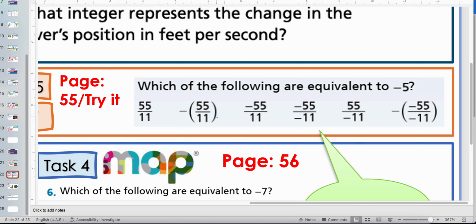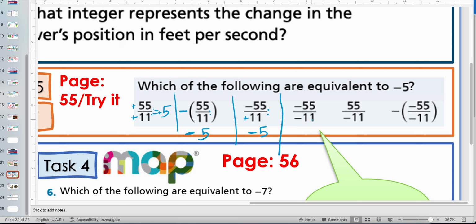Let's do more. Here, which one of these is equivalent to negative 5? Let's see. 55 divided by 11 is basically 5. Both are positive. The answer will be positive. What about this one? I have a negative outside. We agreed that if you have a negative outside, this means divide and the answer will be negative. 55 divided by 11, it's 5. And since there's a negative outside, you just put it down. Here, 55 divided by 11, it's 5. Negative with positive is negative.